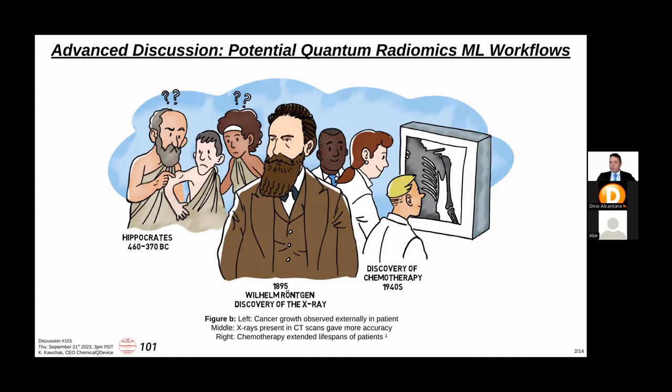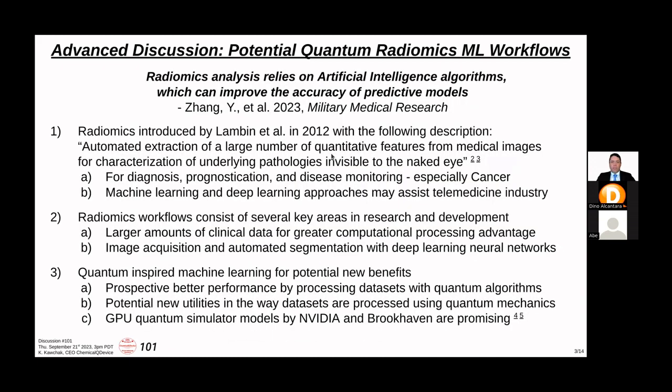And then once we have those images, where radiomics shines is basically using AI, or artificial intelligence, with high computational processing to determine more of what's going on, relationships inside of an image of the patients. So this term is basically this. Radiomics analysis relies on AI algorithms, which can improve the accuracy of predictive models. And it was introduced by Lambin et al. in 2012, with the following description: automated extraction of a large number of quantitative features from medical images for characterization of underlying pathologies invisible to the naked eye.